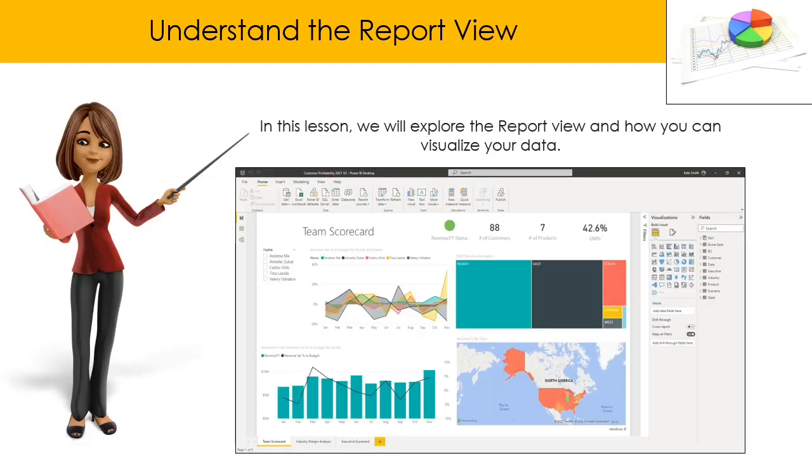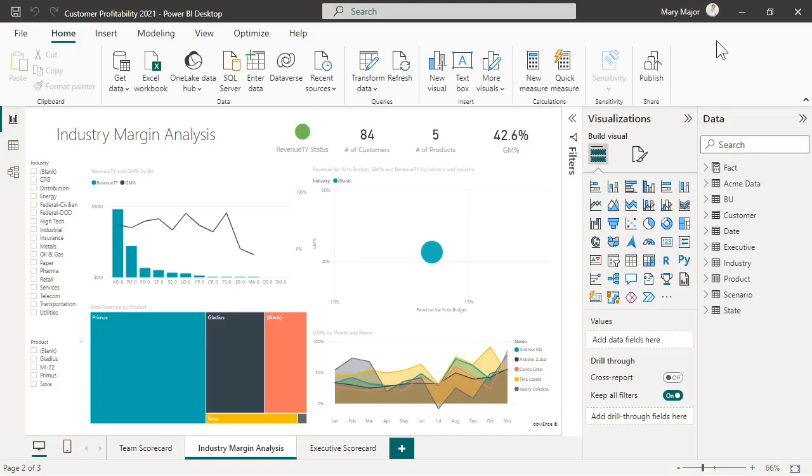In this lesson, we will explore the report view and how you can visualize your data. Overview of the report view in Power BI. In Power BI Desktop, the report view is where you create dynamic and informative report pages with visualizations. The report view is the default view when you first open Power BI Desktop, but it can also be accessed by clicking the report icon as you navigate between views.